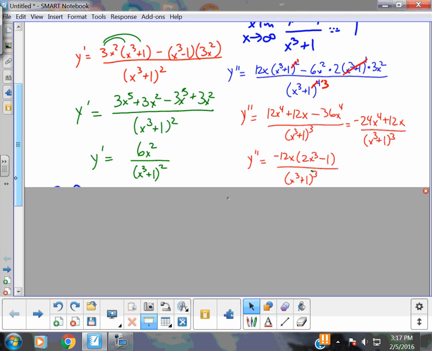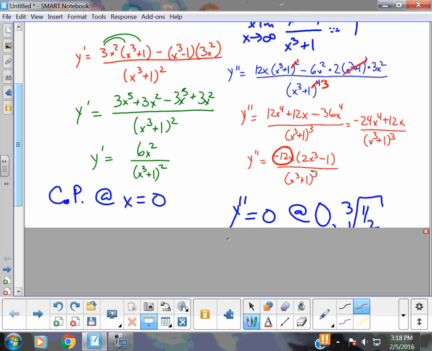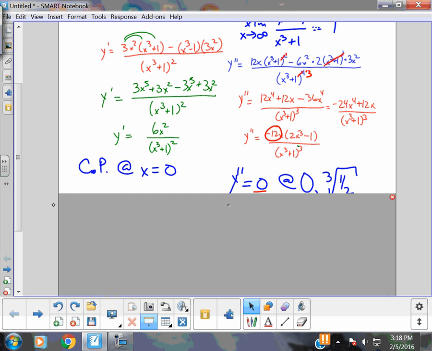I can look at these two and say, I can find the critical points of the first derivative, and I can find points of interest, possible points of inflection, for the second. So where's the first derivative 0 or undefined? Well, it is 0 at 0, obviously, for the numerator, and negative 1 makes the bottom 0, but that is not in the domain, so the critical point is just 0. Likewise, over here, what makes negative 12x 0? Well, 0. And what makes 2x cubed minus 1 0? Well, the cube root of 1/2 makes it 0.